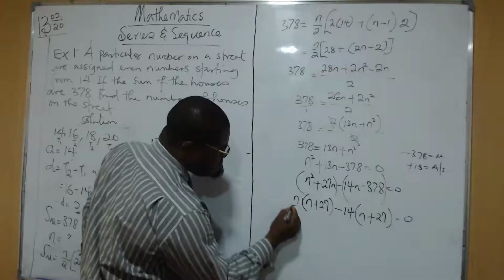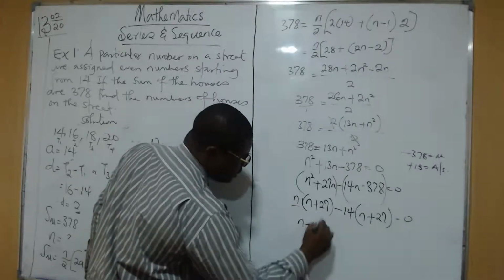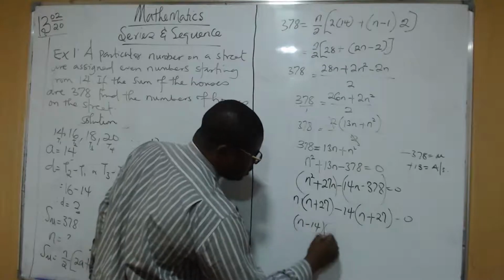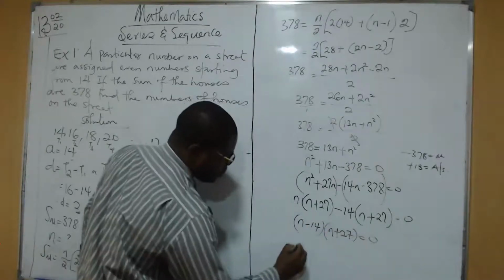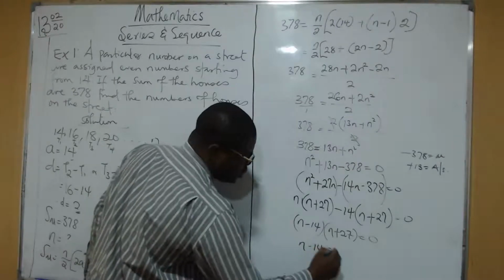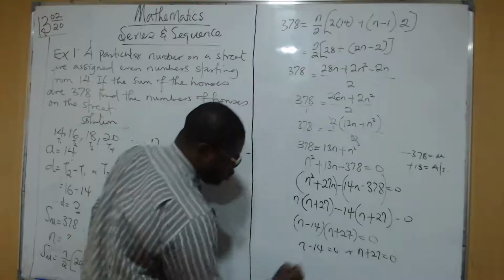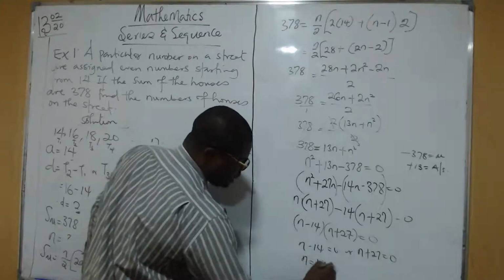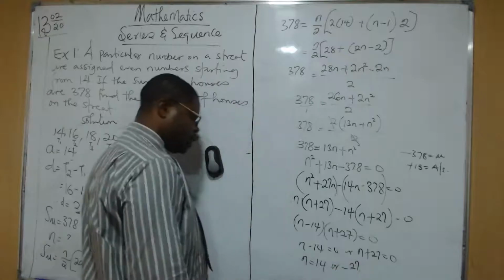Now, the one outside the bracket is N. The one outside the bracket is minus 14. And here we have N plus 27 equals to 0. So we have N minus 14 equals to 0, or N plus 27 equals to 0. So my N equals to 14, or N equals to minus 27.